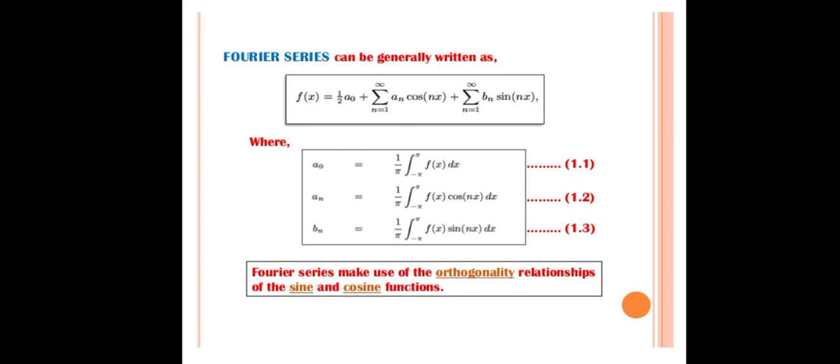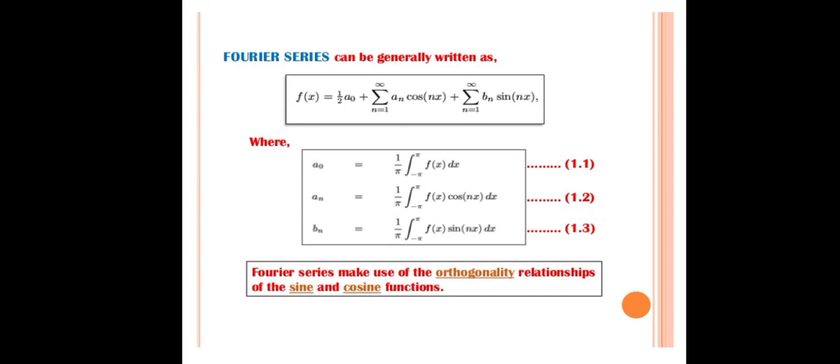It only depends on sine functions and cosine functions. Then the equation can be written in the Fourier series as: f of x is equal to 1 upon 2 a0 plus summation of n is equal to 1 to infinity an cos nx plus summation of n is equal to 1 to infinity bn sin nx.